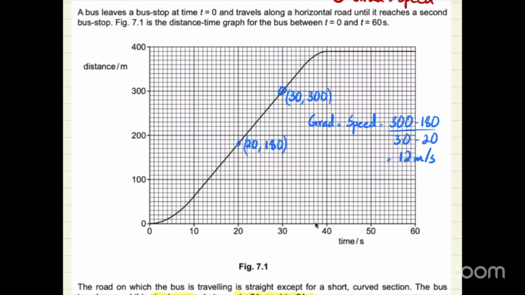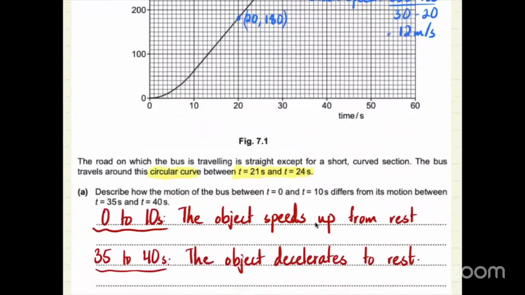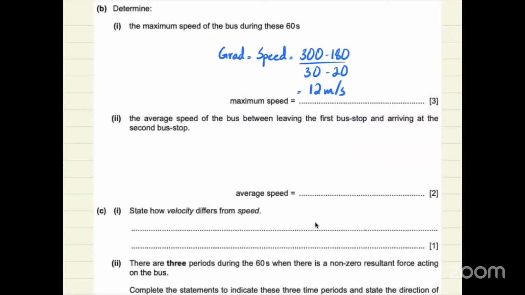So average speed is total distance over total time. This is 1 less than the 400 box. So this must be 390, and the time would be 40. So this is going to be 390 over 40. Average speed, total distance over total time, 390 over 40, which is 9.75 meters per second.